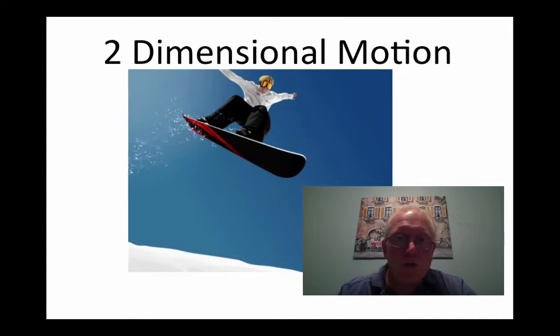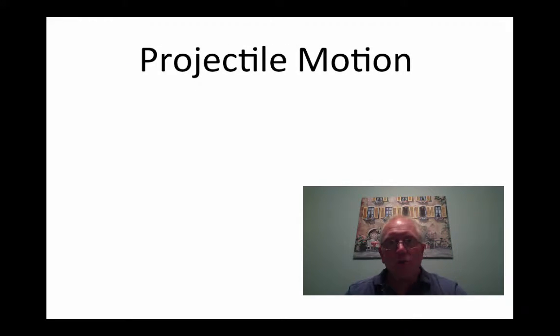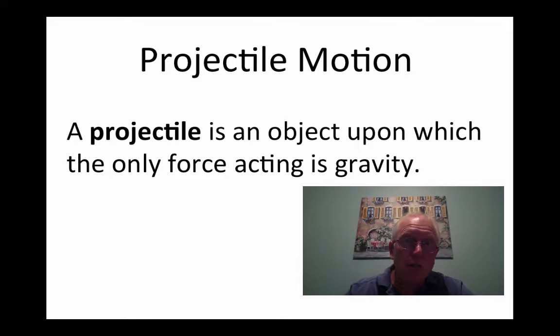There's a pretty good example there, two-dimensional motion. Probably more three-dimensional motion with the snowboarder flying through the air, but we'll limit ourselves here to two-dimensional motion. We'll make some other simplifying assumptions as we go along, and the introduction will include a particular type of two-dimensional motion, and that's projectile motion. So projectiles are anything that are flying through the air where just gravity is affecting them.